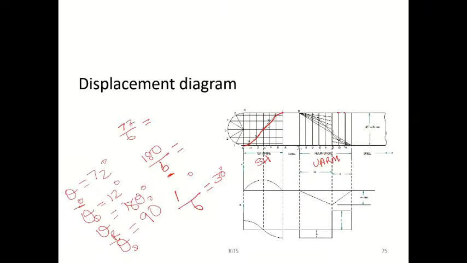Okay. Now this portion is simple harmonic motion, so we have drawn the semicircle. But this portion is UARM. If it is UARM, you have to select the middle line. Okay. But generally, for example, I am drawing this. Okay. 1, 2, 3, 4.